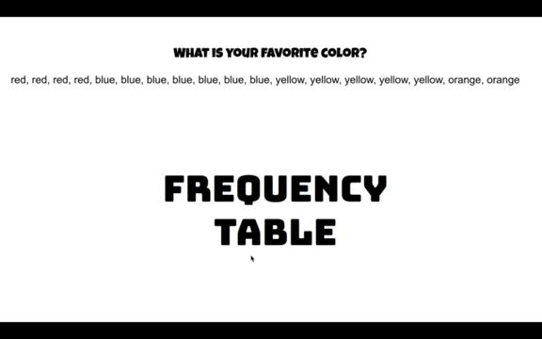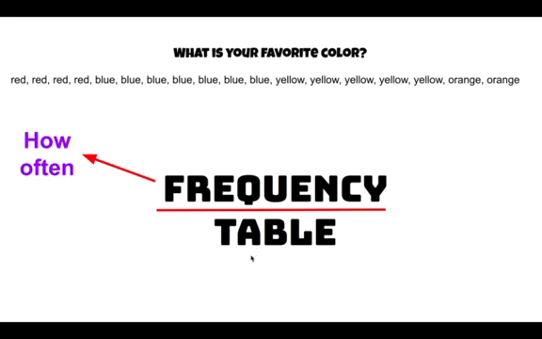Well, a frequency table is one way to do that. When you think of the word frequency, it's a word you've probably heard. It means how often. How often do you do something? How often does something occur? How frequently do you eat during the day? How frequently during the week do you take a nap? Those are different things that we can measure. How often are we doing it?